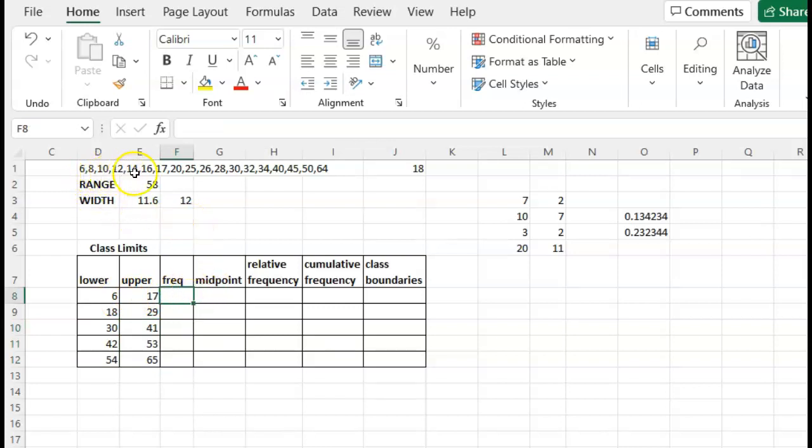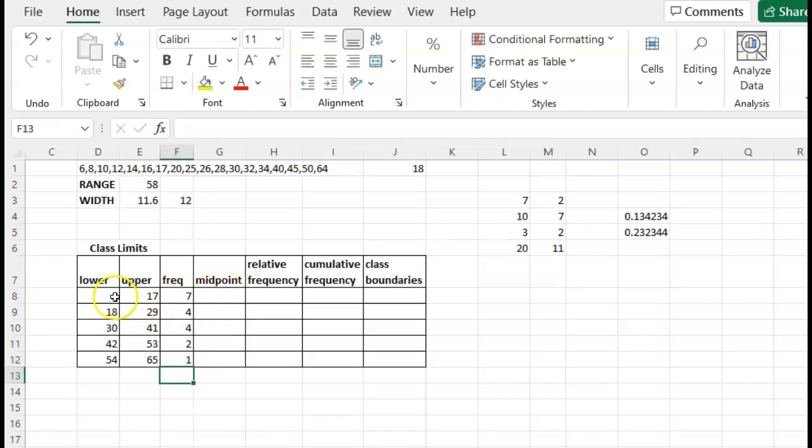1, 2, 3, 4, 5, 6, 7 are between 6 and 17. I'm just counting the numbers in our data set that fall within this range. 18 to 29. 1, 2, 3, 4. 4. And then 30 to 41. 1, 2, 3, 4. And then 42 to 53. 1, 2. 42 to 53. Yep. And then 54 to 65 is 1.